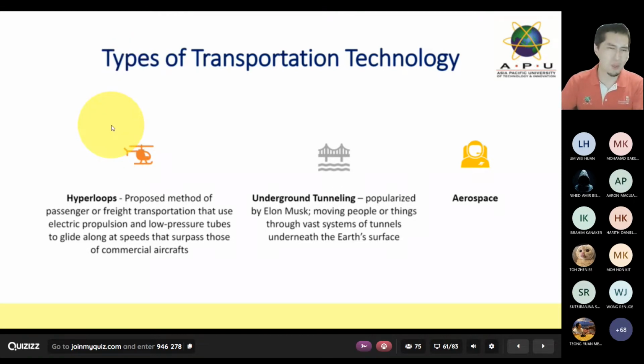We will look at Hyperloops after this. You have definitely heard about all these extremely fast trains over in Europe in terms of how they travel from one location to another. Underground tunneling has also become very popular as a type of transportation technology. We'll look at Elon Musk's company after this. And of course, aspects of aerospace. So these are the more recent types of transportation technology that have gained a lot of interest and a lot of ground in terms of what technologies basically support them.